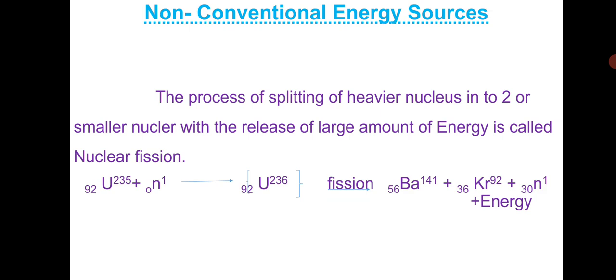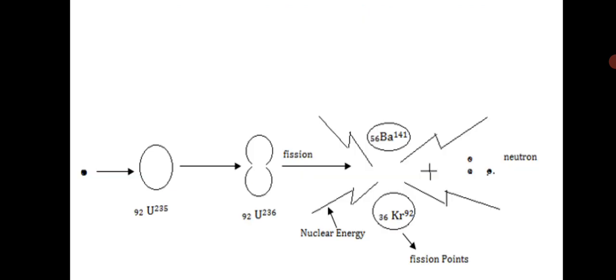Here let us take uranium-235. It is a very big, heavy nucleus. When it is bombarded with one slow moving neutron, it forms one unstable compound, and immediately it undergoes fission. It produces barium and krypton with the liberation of 3 neutrons plus an enormous amount of energy. This energy is called nuclear energy. This picture also describes the nuclear fission reaction.